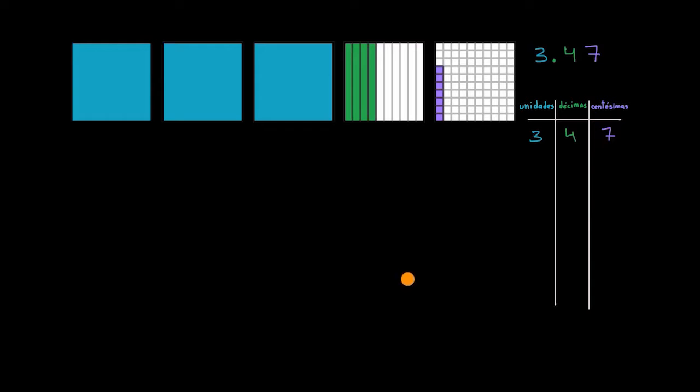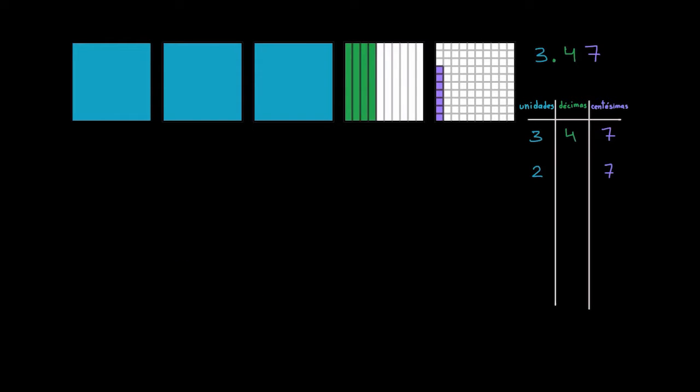Pero hay otras formas de ver esto. Por ejemplo, ¿hay alguna forma de reagrupar todo esto? En lugar de tener 3 unidades, tenemos 2 unidades. Y aún seguimos teniendo 7 centésimas. Pero ahora, ¿cuántas décimas debemos tener para que se mantenga el mismo valor? Pausen el video y piensen en ello.